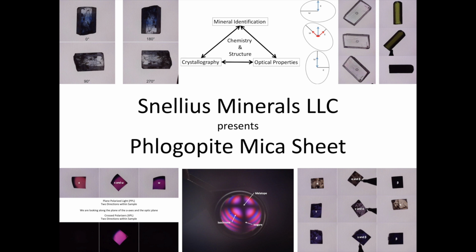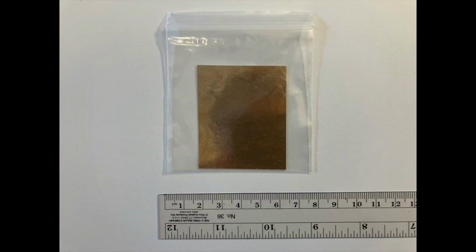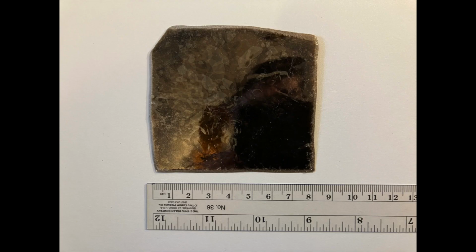Here is an example of one of the Phlogopite mica sheets from Snellius Minerals. These Phlogopite mica sheets are all cut and cleaved from natural crystals, and so there's some variability in color and thickness in various things. Here's an example of one of the larger crystals that this is cut and cleaved from. Similar to our muscovite mica, our Phlogopite mica crystals can get rather large.